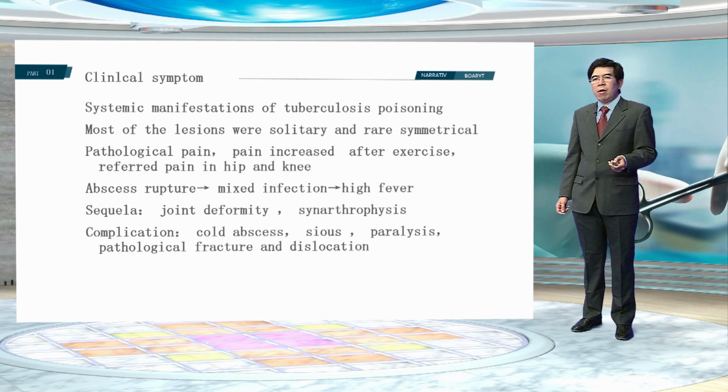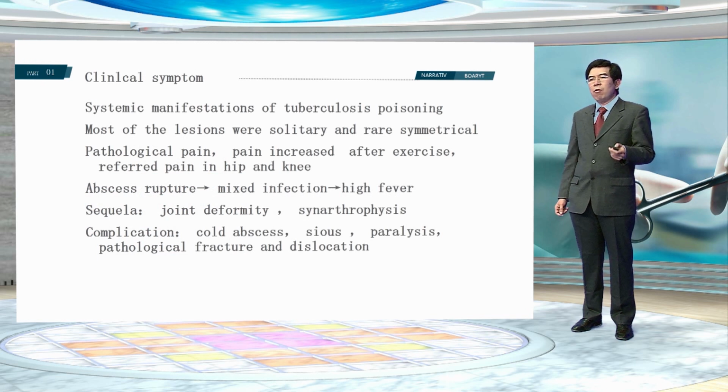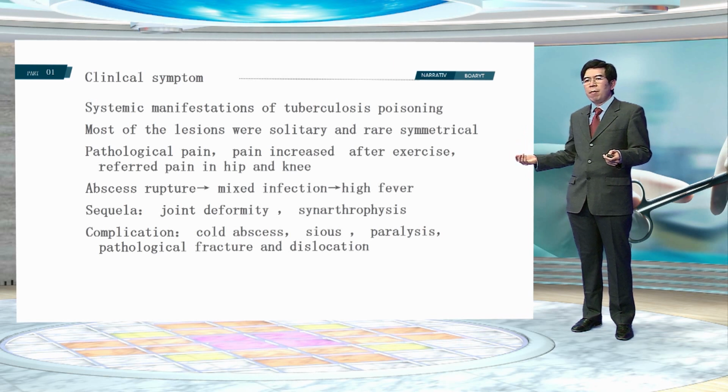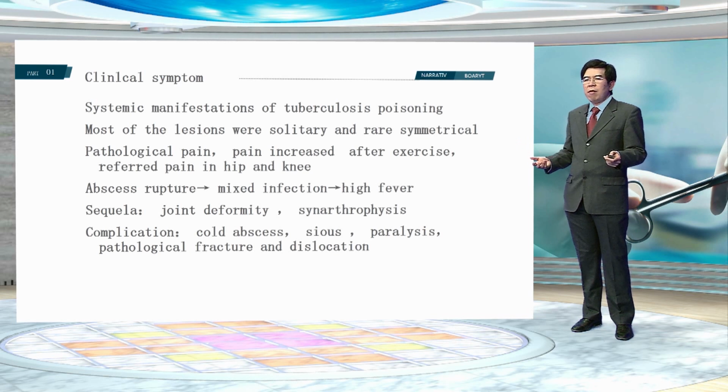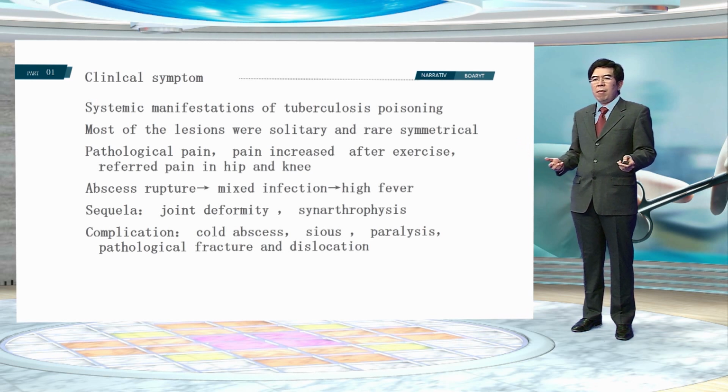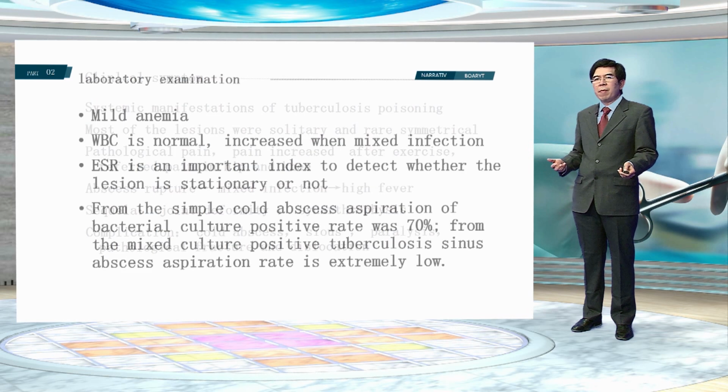Part 3, tuberculosis of bone and joint. The clinical symptom: the systemic manifestation of tuberculosis poisoning. Most of the lesions were solitary and rarely symmetrical. The pathological pain: the pain increased after exercise, referred pain in hip and knee, abscess rupture, then transfer to mixed infection and high fever. The sequelae are the joint deformity and sinus. The complications should be cold abscess, sinus, paralysis, pathological fracture, and dislocation.